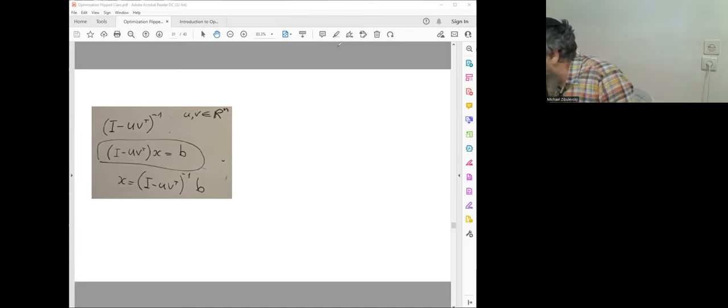And let me try something more with my pen. So I had expression A minus UV transpose, yes? I wanted something more general. I want to invert this matrix. Let's do simple. I want in this parenthesis to have again identity.